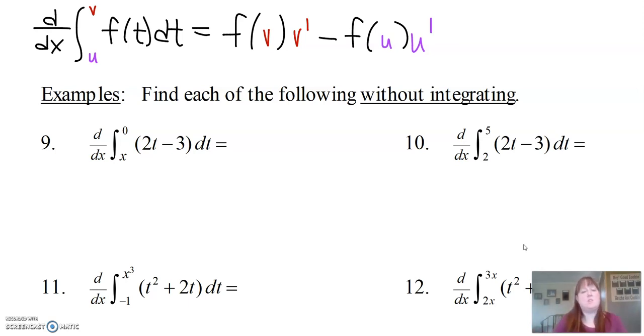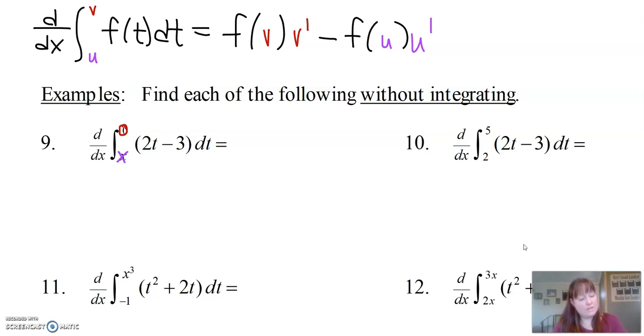So let's see what it actually looks like. So here's the first one. We're going to do this without integrating, right? We're not going to take this function, go up, and then come back down. We're just going to figure it out with the second fundamental theorem of calculus. So the first thing, let's just define u and v, right? So in this case, 0 is v, right? And x is u.